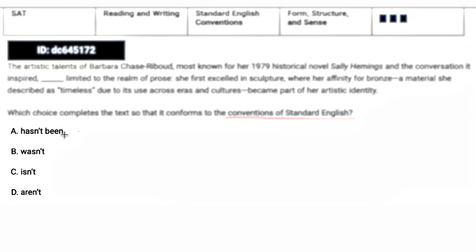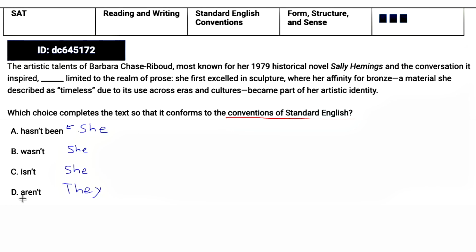And in case you're not aware of this trick, basically we want to match up each answer with he or she, or with they. So I'm going to just use she here. So we'll say she hasn't been. That would be correct for hasn't been. She wasn't. She isn't. But we can't say she aren't, right? We would say they aren't. So pretty sure my answer is D. I'm going to circle it. Let me show you the magic though.